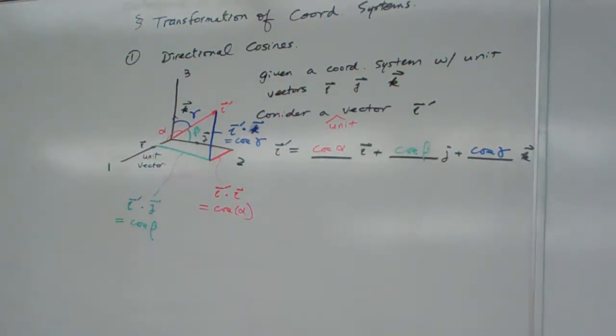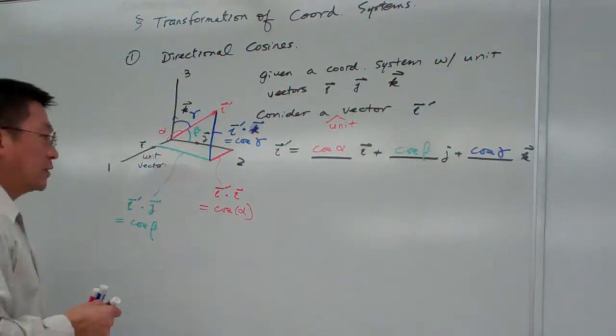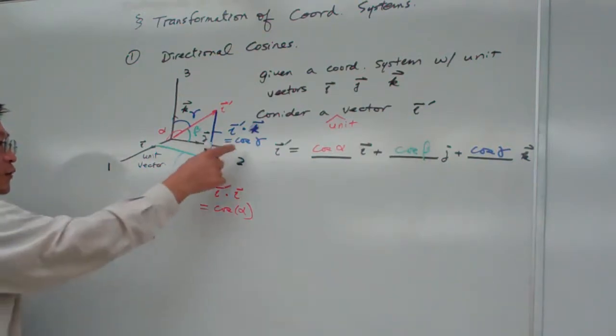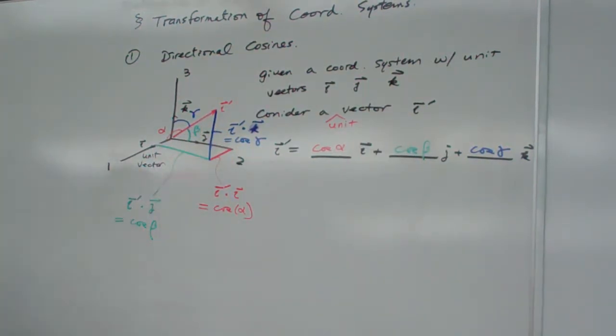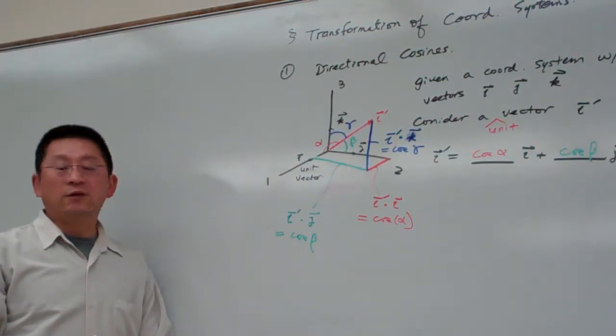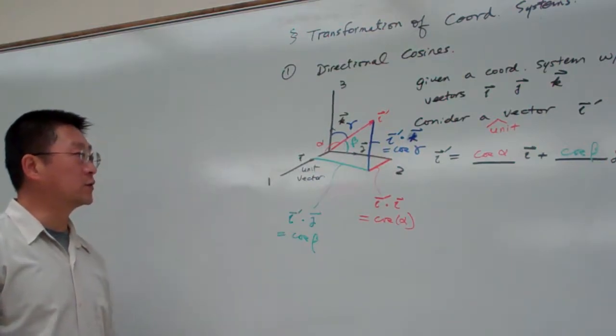Okay. So therefore, these are called the directional cosines. Cosine alpha, cosine beta, cosine gamma, they are called the directional cosines. Why are they cosines and why are they called directional? Because they are used as the components to define the direction of a vector. Okay, so that's the origin of these definitions.